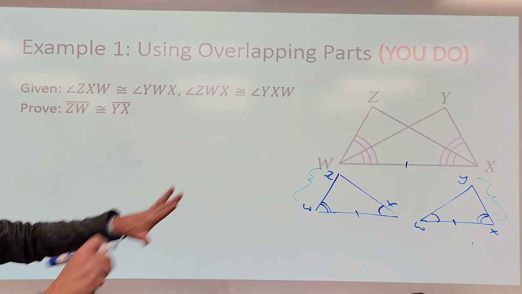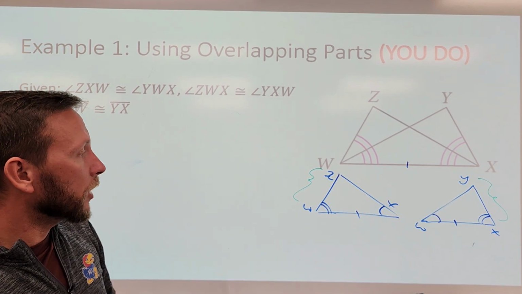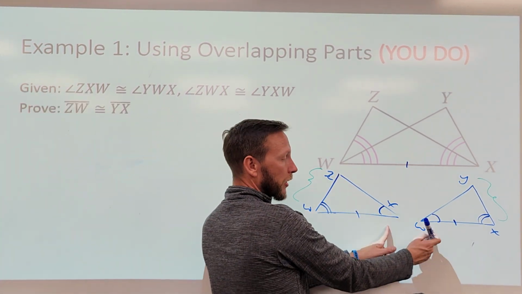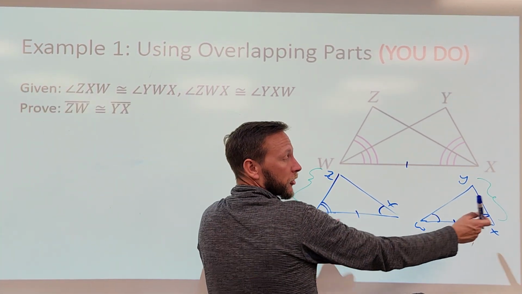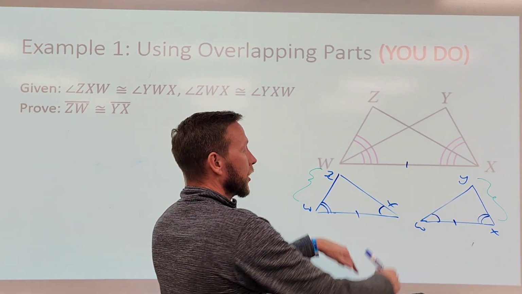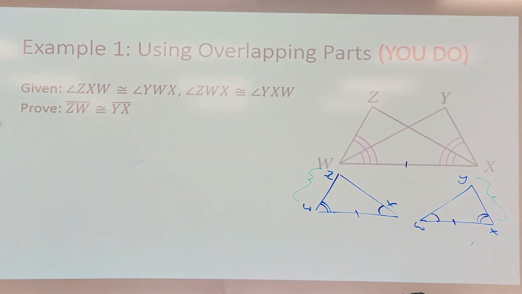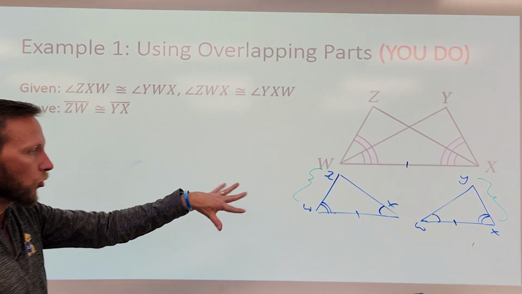So go ahead, and I've mapped it out for you. I've drawn those, I've labeled them. What I want you to do is say that we have a pair of angles congruent, a pair of reflexive sides congruent, a pair of angles given congruent. So we have triangles congruent by angle side angle, and therefore these sides are congruent by CPCTC, or the definition of congruent triangles. I'd love to see you write out that proof.